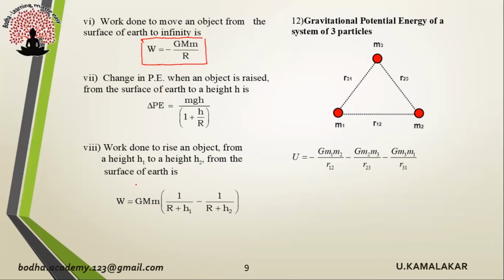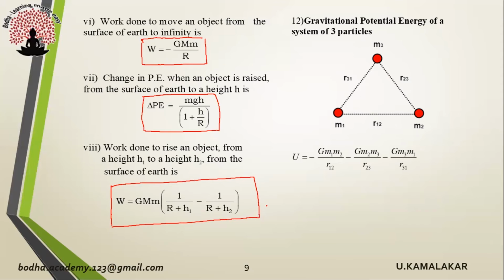Change in potential energy when an object is raised from surface of Earth to a height h is given as delta PE is equal to mgh divided by 1 plus h by r. Work done to raise an object from a height h1 to a height h2 from the surface of Earth is given as W is equal to G capital M small m into 1 by capital R plus h1 minus 1 by capital R plus h2.